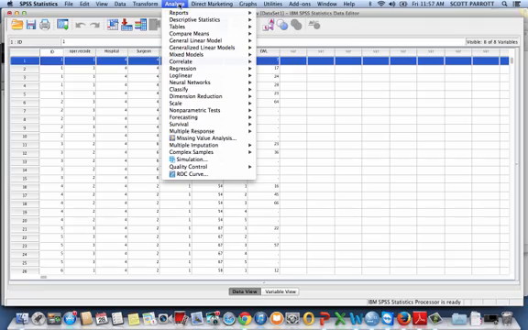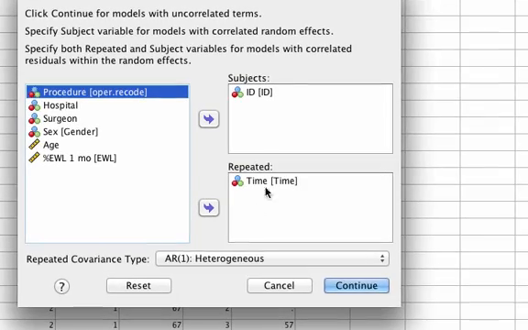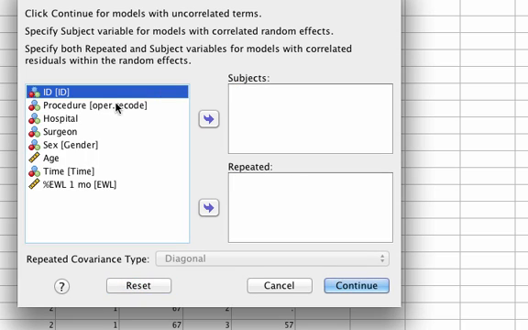So we'll go up to Analyze, Mixed Models, and we're going to use Linear. Now, let me go ahead and reset this. I've got two pieces of information that I need to tell SPSS so I can set up the model. The first is what's called the subjects level. Now, this is within subjects data. That is to say, each subject has multiple measures on, say, a physiological parameter.